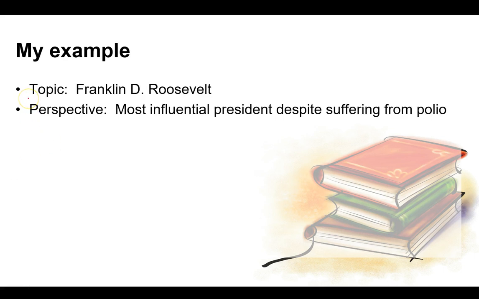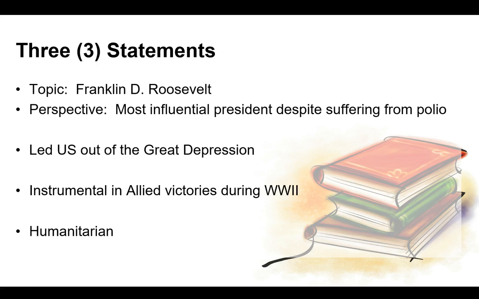So for me, I have my topic, Franklin D. Roosevelt. I have my perspective: he was the most influential president despite suffering from polio. And then the 3 broad pieces of information, and this is some information that I kind of thought of, this is what I want to write more about, and also from some of the research that I've done, is first of all, he led the United States out of the Great Depression. He was instrumental in victories during World War II, and he was a humanitarian.